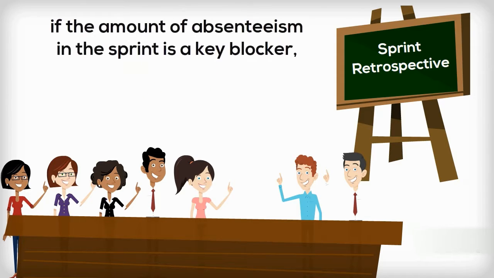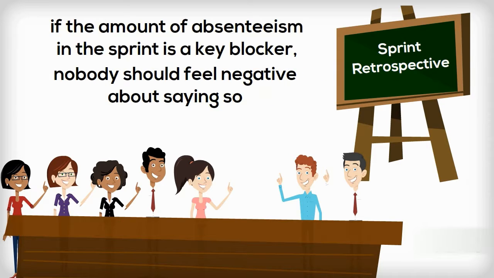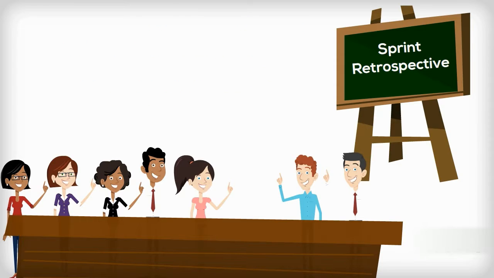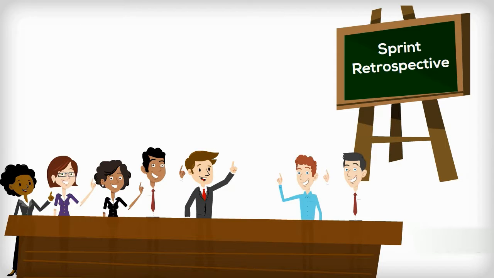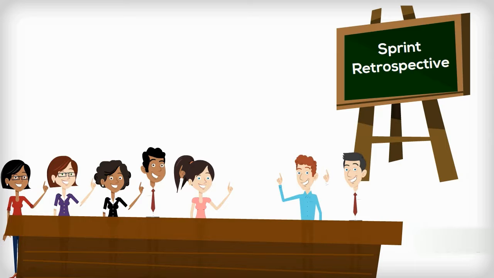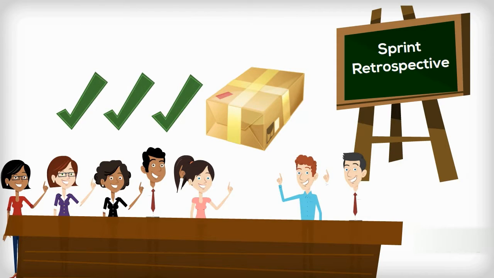For example, if the amount of absenteeism in the sprint is a key blocker, nobody should feel negative about saying so. It may not be the fault of anyone in particular, and it may be an issue that the Scrum Master can help solve by arranging backfill for the team members quickly or being ready to replace long-term absentees, for example. The outcome of this meeting should be that the whole team have had a chance to reflect on the issues and suggest improvements. This adds value and helps them to deliver the product to a higher standard of quality.